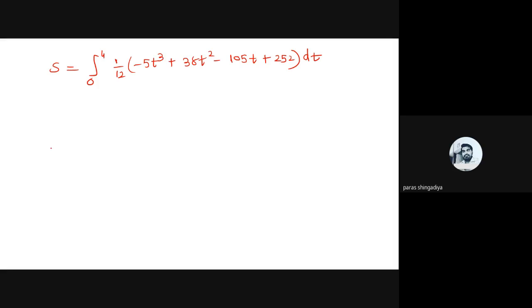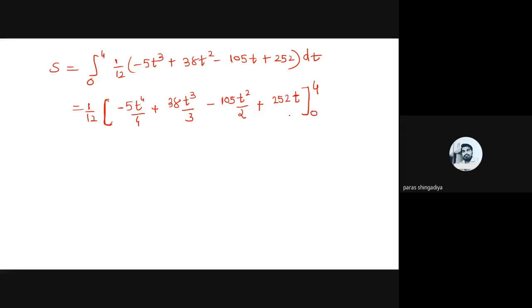Just use this equation here, take 1 by 12 outside, and find the integration of this equation with respect to t. So it is minus 5 times t raised to 4 by 4; minus 5 as it is, and the integration of t cube is t raised to 4 by 4. 38 as it is, integration of t square will be t cube by 3. Minus 105 as it is, and the integration of t is t square by 2, and 252 as it is, the integration of a constant is 252 into t, with the limit 0 to 4.